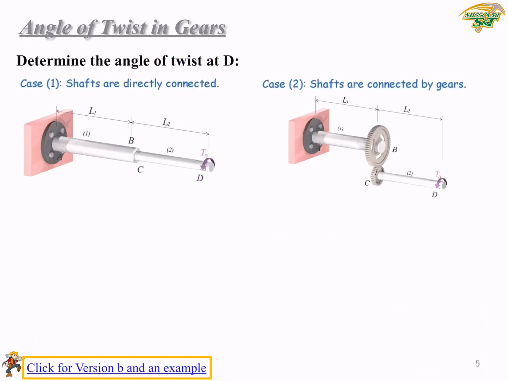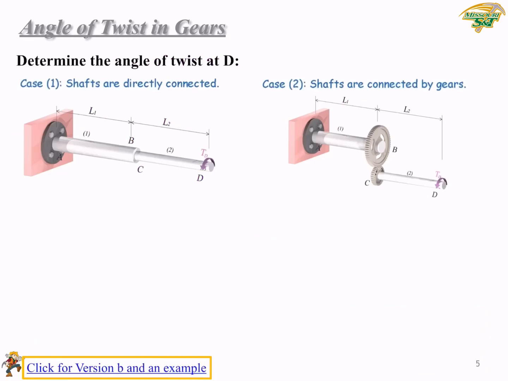Now let's look at the two systems. The first system is just directly connected shafts. We already analyzed this before. And case 2 is the shafts connected by gears. So now let's determine the angle of twist at point D when we add a torque TD at this end D. Then let's analyze the difference between these two systems.